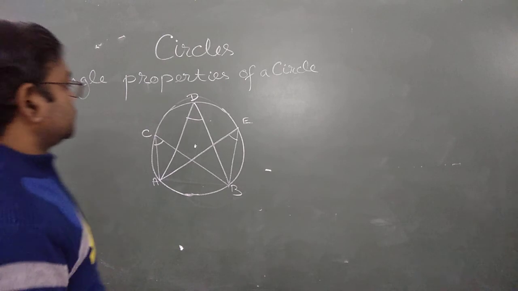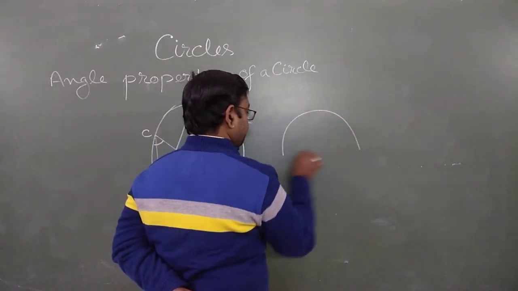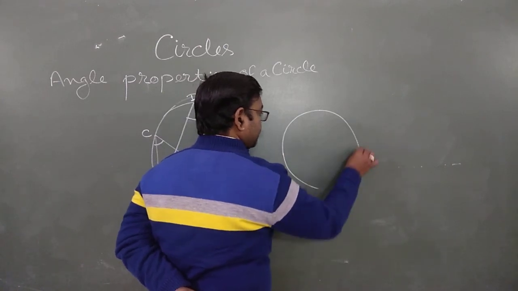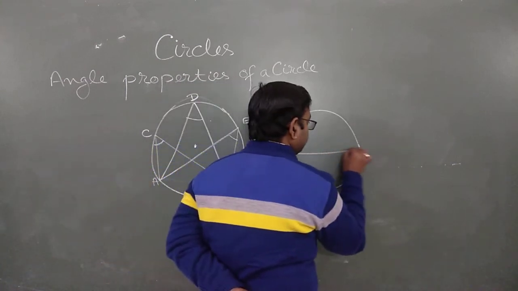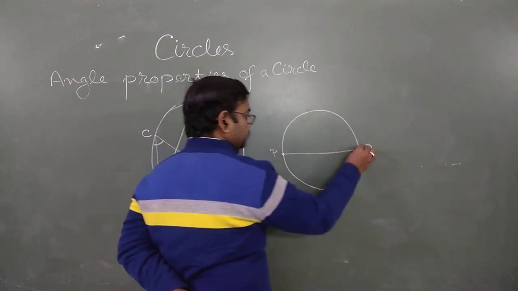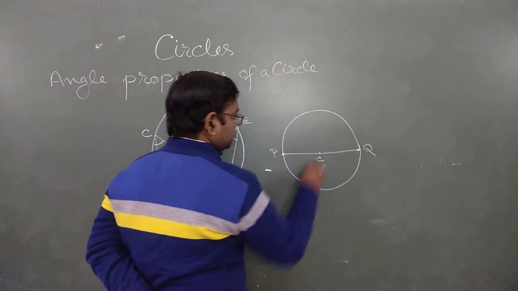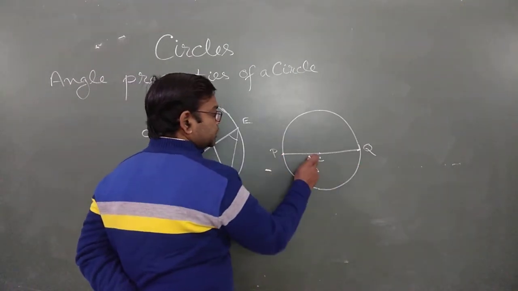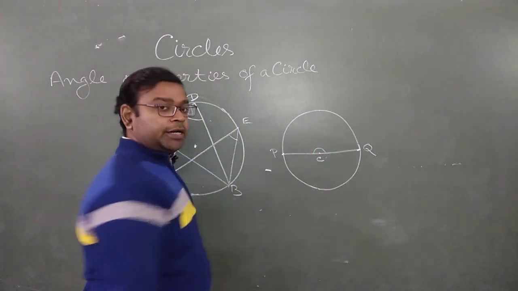Now by using this concept, remember that this is your circle, and this is the diameter PQ, and we are choosing arc PQ. This is your center C. Clear? So what is the angle made by arc PQ at the center? It's 180 degrees. Whether you choose this one or this one, it's 180 degrees.